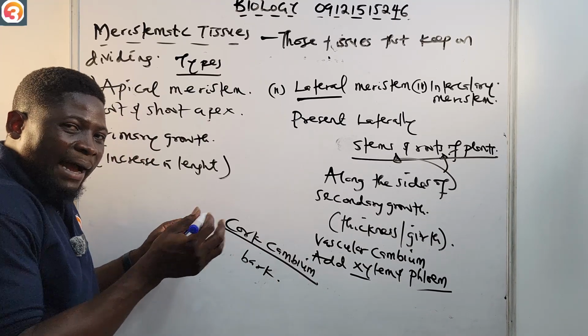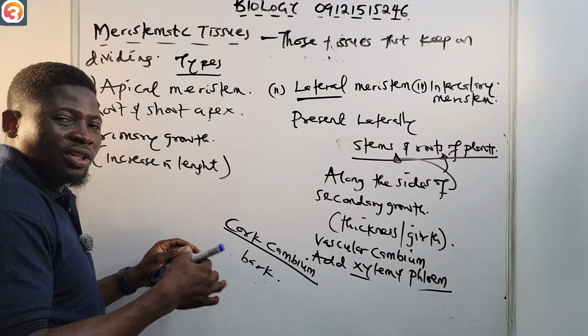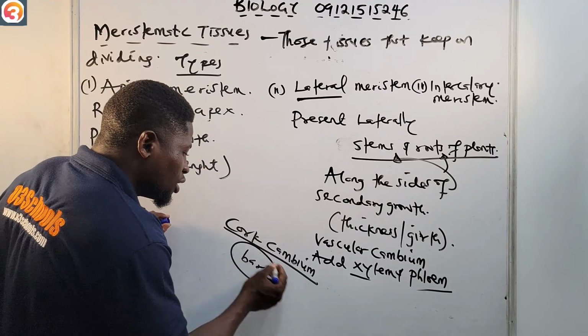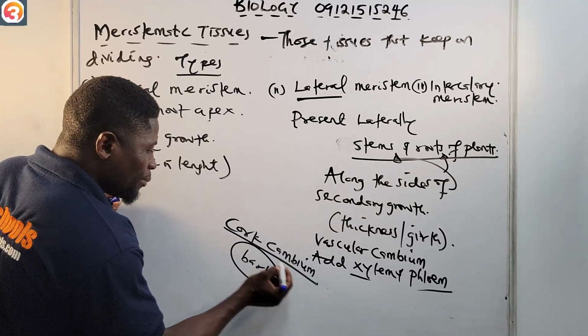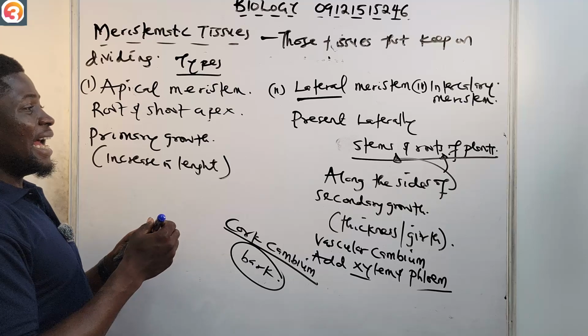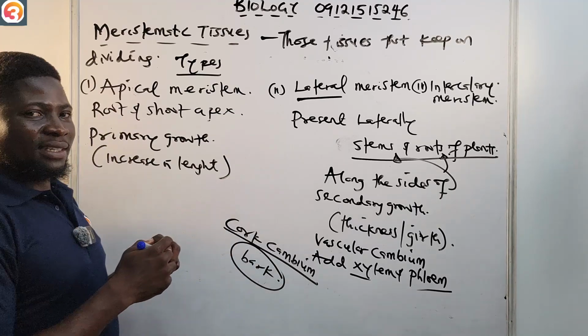That thick outer coating of a tree, that is the bark. Cork cambium forms bark. Vascular cambium adds xylem and phloem. They are types of lateral meristem.